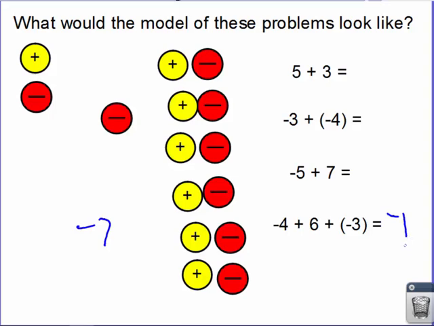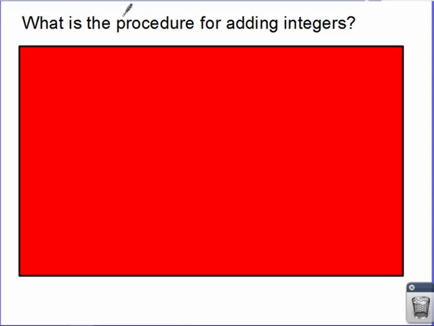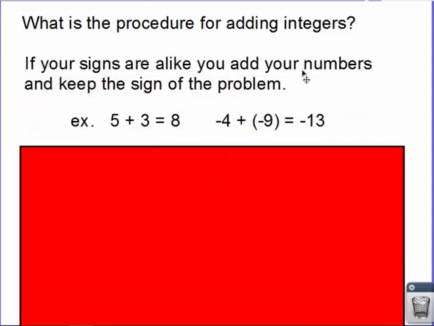So what we're finding is that if my signs are alike, positive, positive, negative, negative, I add my numbers and keep the sign. If my signs are different though, I'm going to subtract my numbers and take the sign of the number that has the greatest absolute value. And that's what our rules are. If our signs are alike, you're going to add your numbers together and keep the sign of the problem. So positive, positive, make more positive. Negative, negative, make more negative.